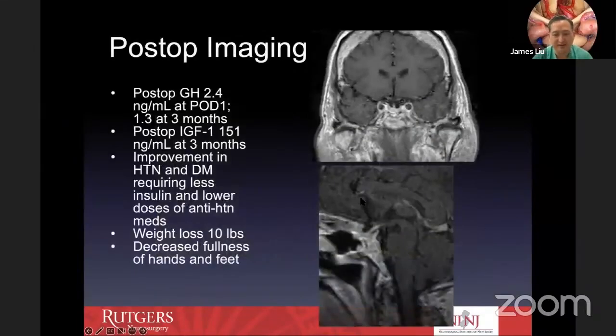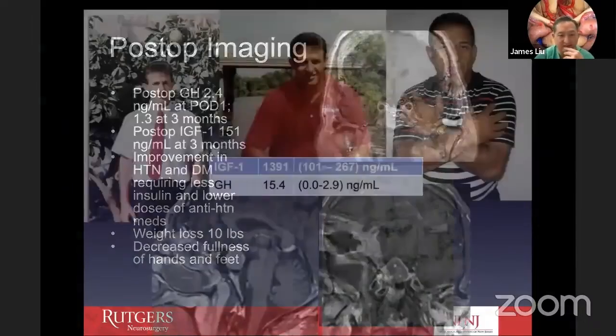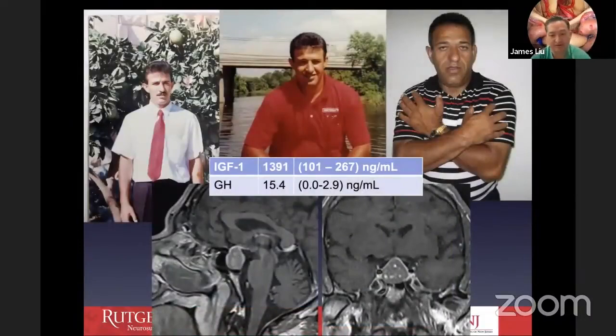This is infrasellar, below the pituitary gland. And we were able to get a post-op day 1 growth hormone level of 2.4 and 1.3 at 3 months. And you could see the IGF-1 will normalize at 3 months. And so she had a curative removal.